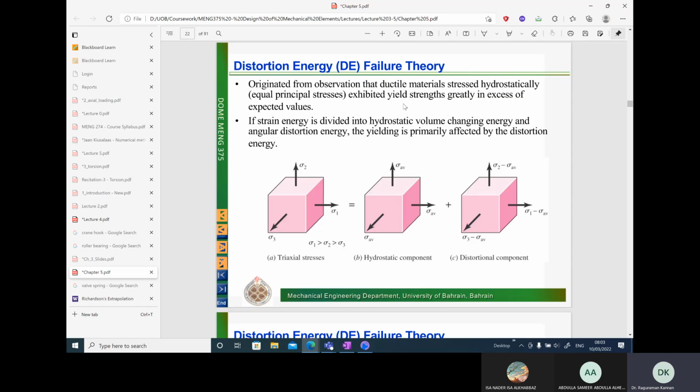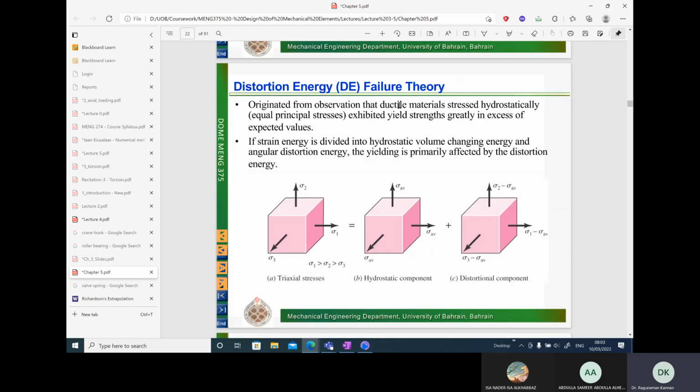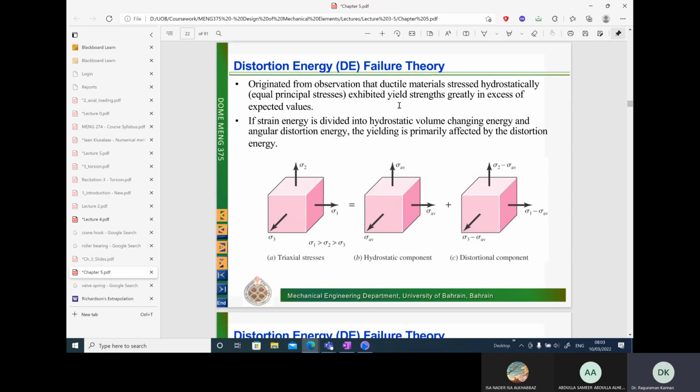So what is distortion energy theory? In distortion energy theory, we find the failure criterion for any triaxial stress state. What is a triaxial stress state? If you apply loads in all three dimensions, you will have a complete stress tensor with 6 independent components.